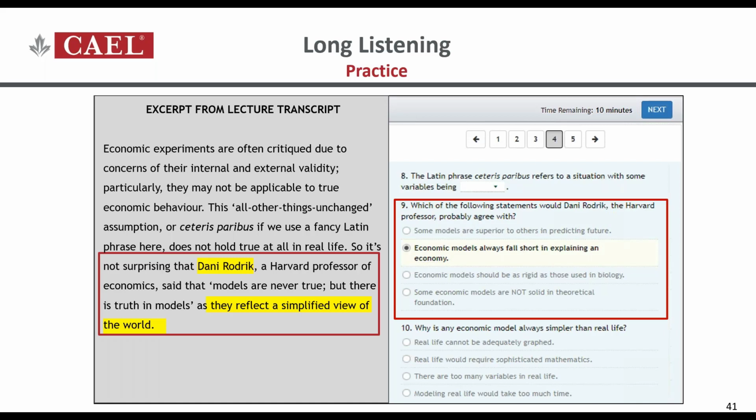So yes, the answer is in the last part, and I've boxed the answer part so you can see it more easily. From this part, we can see that Roderick feels economic models may have their uses, but they ultimately fail in the real world. Therefore, we can draw the logical conclusion that Roderick agrees that economic models fall short.